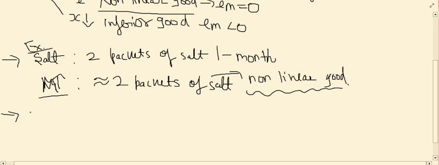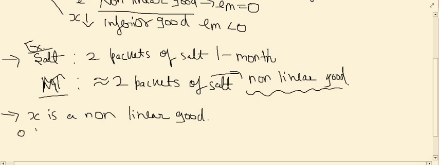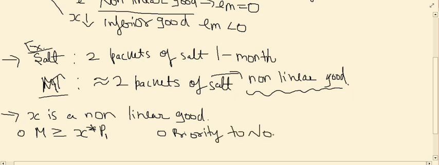Now we are assuming in our analysis that X is a nonlinear good. There are 2 points which are very very important. The income of the consumer will always be greater than or equal to the expenditure on the non-linear commodity, that is X star, the equilibrium value, into P1. And the other point is that the consumer gives priority to the non-linear good and then moves to the other good. Priority to the non-linear commodity.